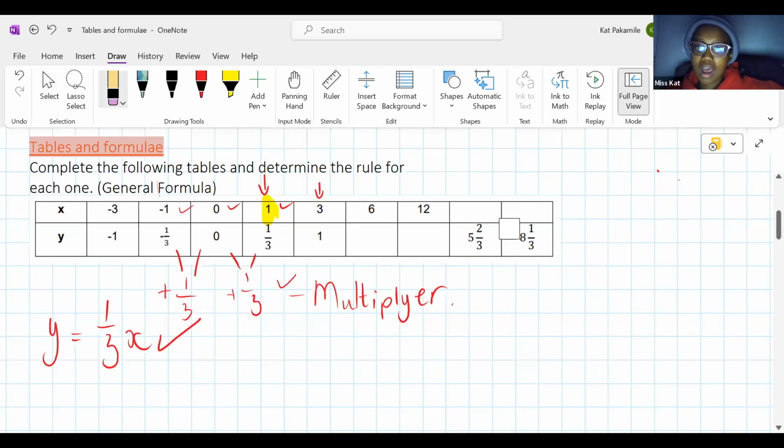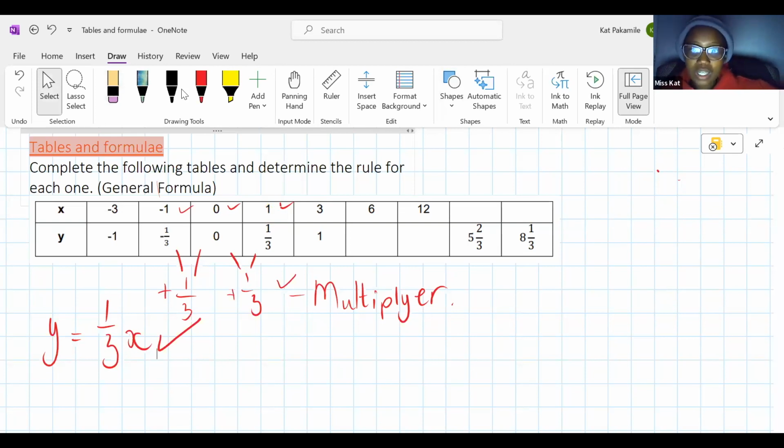Okay, so if my input is 6, where do I substitute 6? Do I substitute it in my x or in my y? My input is 6. Kwezi, let's hear. Hi, Kwezi. Hello, ma'am. Do you have a question? No, ma'am. Can I try 6? Beautiful.